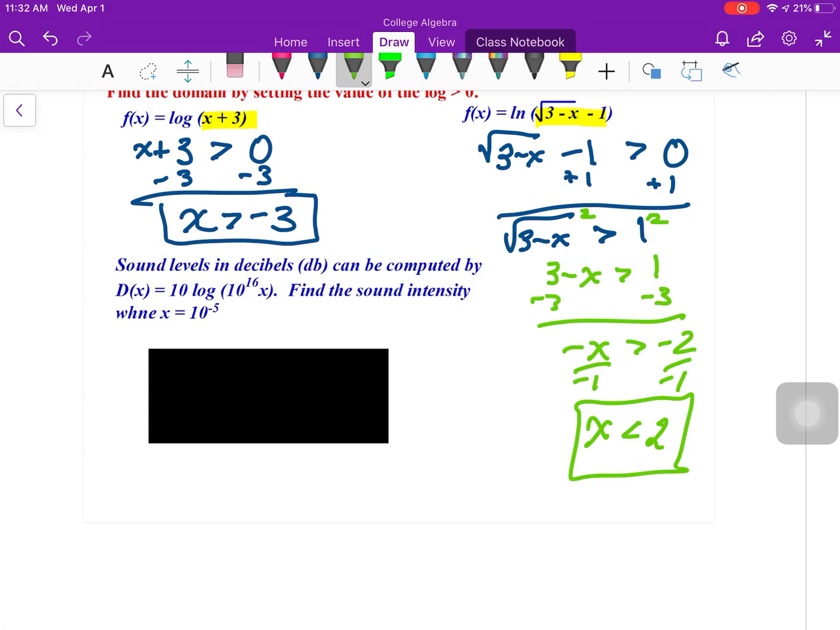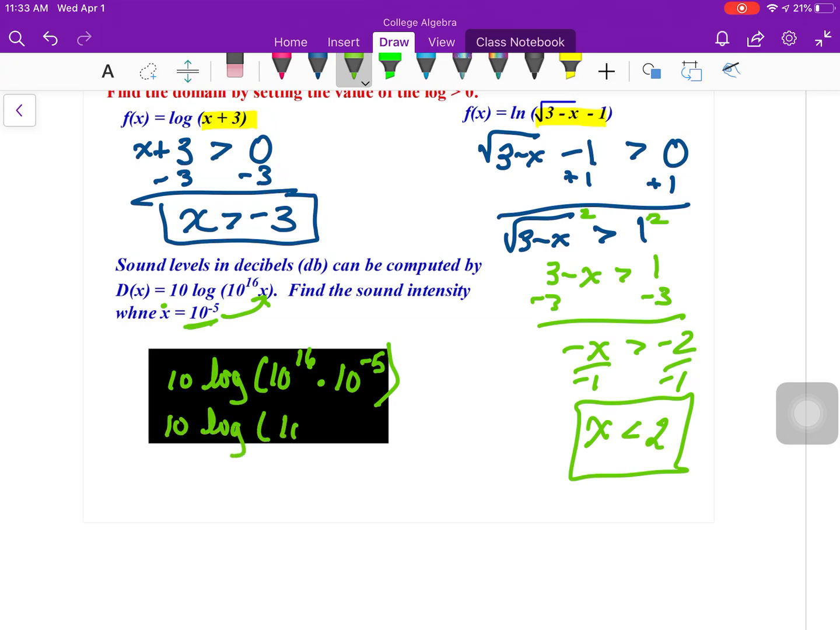All right, and then this last problem. Decibels can be computed by d of x equals 10 times log 10 to the 16th times x. Find the sound density when x is 10 to the negative 5. So this is 10 log of 10 to the 16th times 10 to the negative 5, because I replace 10 to the negative 5 into this x spot.